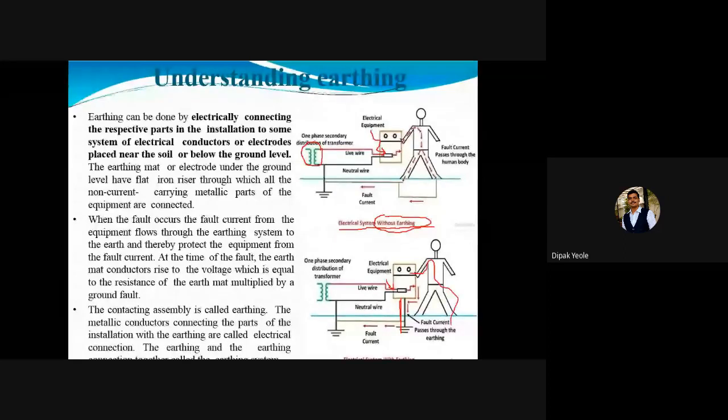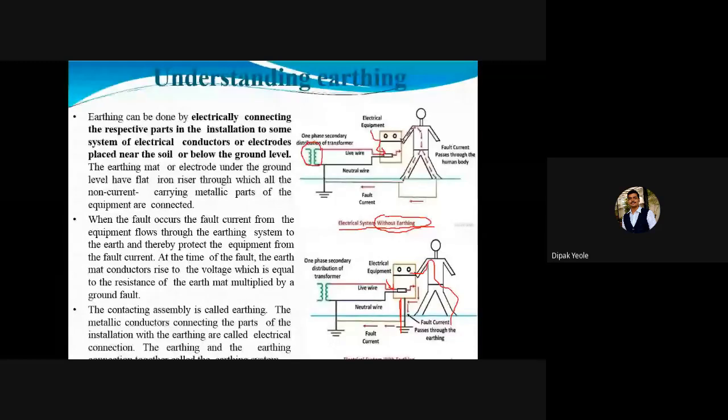So you have to draw this diagram without earthing and with earthing. So I have written the same explanation over here. We will read one so that you can understand this earthing. Earthing can be done by electrically connecting the respective parts in the installation to some system of electrical conductors or electrodes placed near the soil or below the ground level.